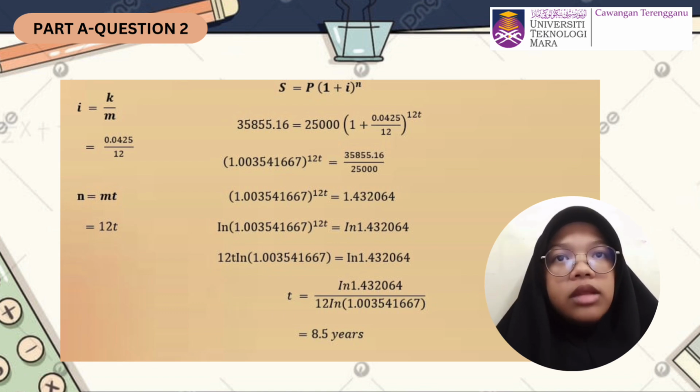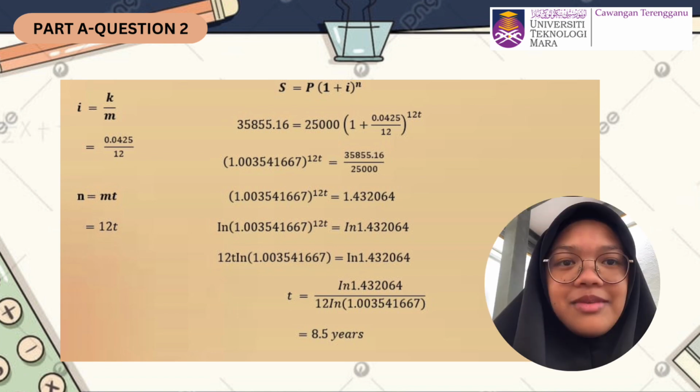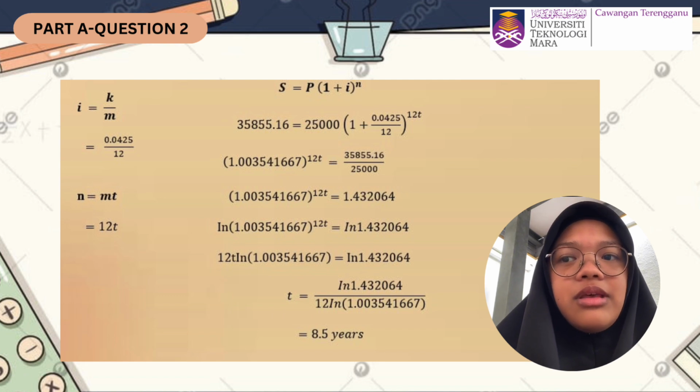So to get the n, we will use the formula n equals mt, and we will get 12t. To find the t, we will use the formula S equals P times 1 plus i to the power of n, and we will substitute all that into the formula. So it would take for the investment to become RM 35,855 and 16 cents in 8.5 years.